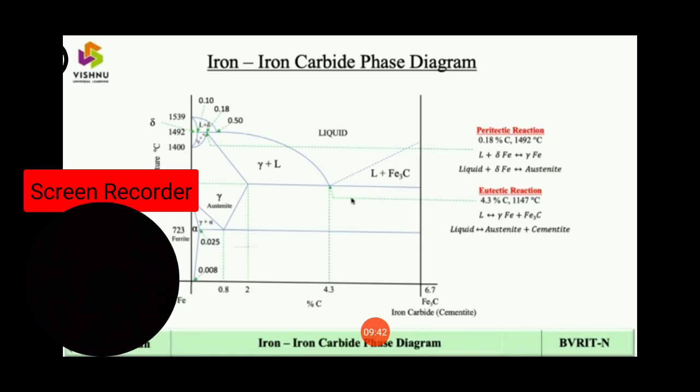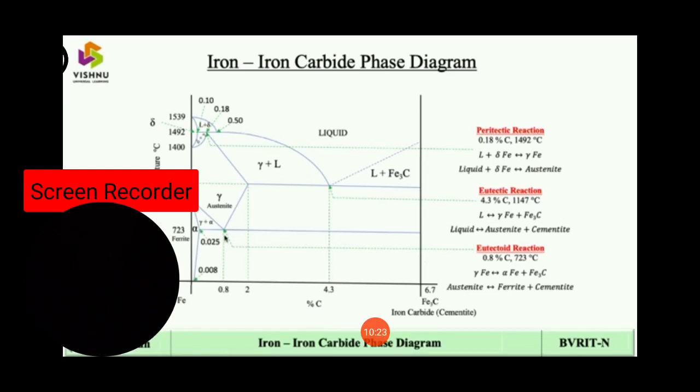The last one, the third invariant reaction, occurs here at this point, which is at 0.8 percent of carbon and 723 degrees centigrade, which we call a eutectoid reaction. So at 0.8 percent of carbon and 723 degrees centigrade, we have the eutectoid reaction, which is again gamma transforming into two phases at the ends of the line. This end it is alpha and this end it is Fe3C. So the austenite will transform into ferrite plus cementite, and this mixture, ferrite plus cementite, is called pearlite.